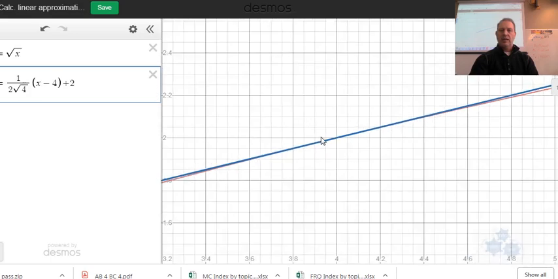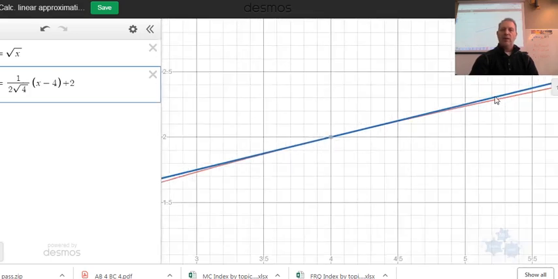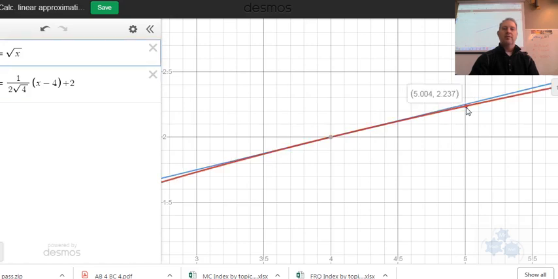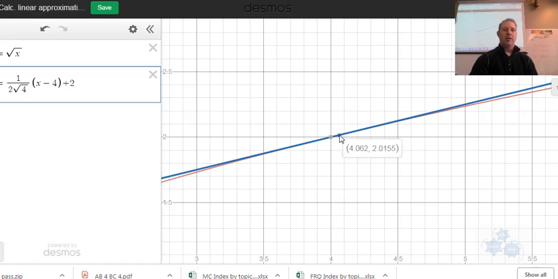Now if we zoom back out and I light up both of these curves again, look at this. Now we have a great difference. So the square root of 5 is 2.236. And we can see that there is a difference between the red graph and the blue graph. But in close here, there's virtually no difference at all. So that is the concept of locally linear.